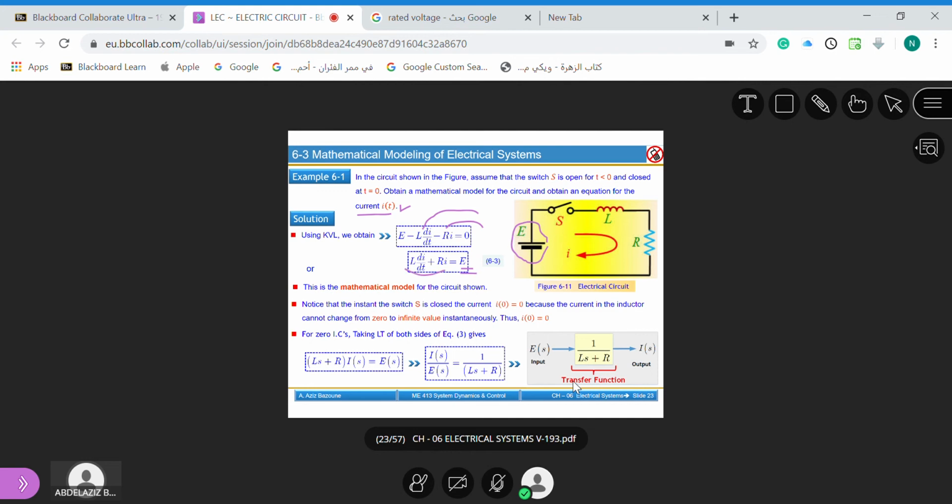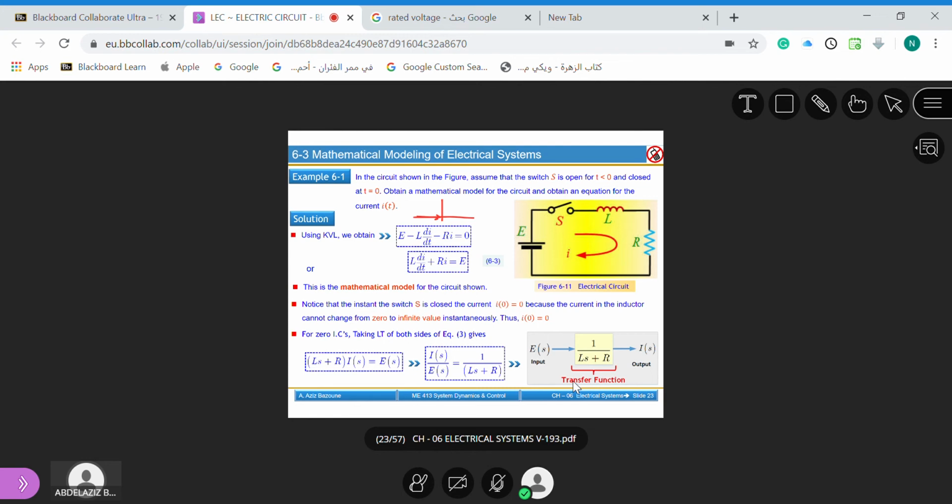Always on the left-hand side we have the output, and on the right-hand side we have the input. Remember, Shabab, here the input is the constant voltage E from a battery, for example. The voltage is something like this: a step input at time t equal to 0.